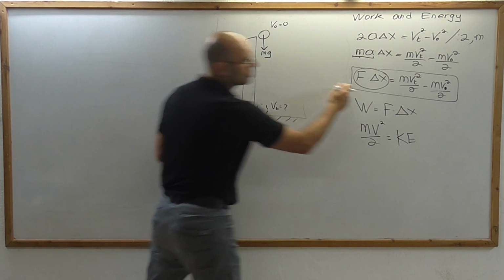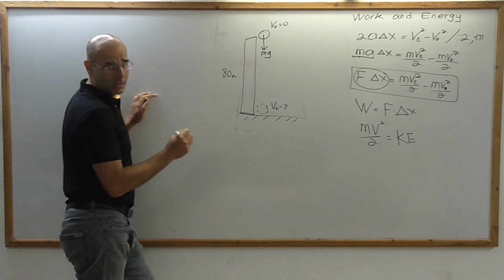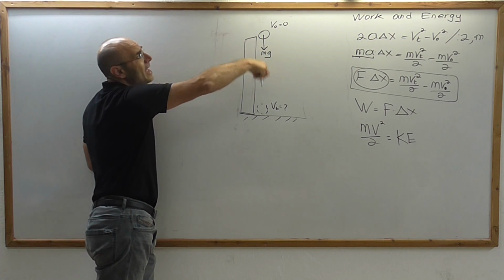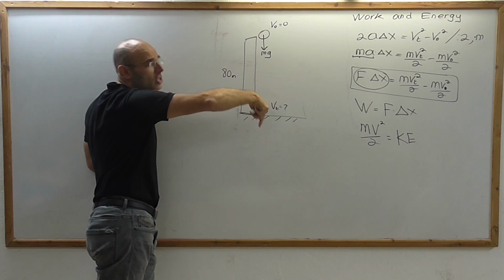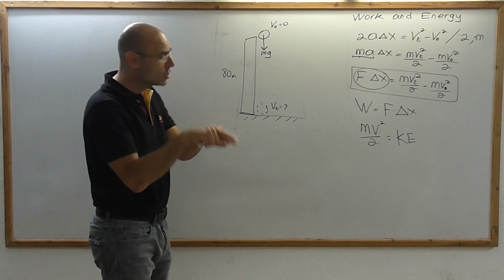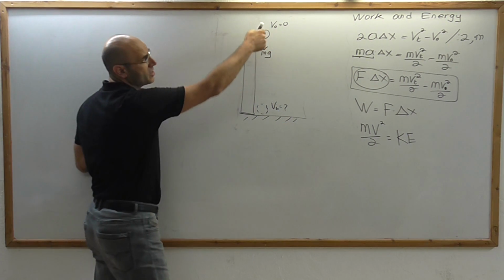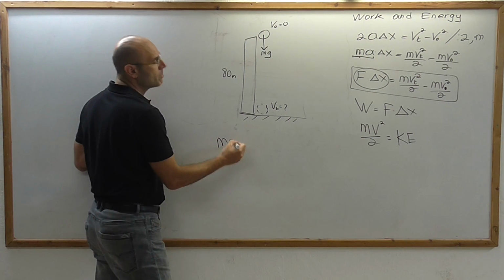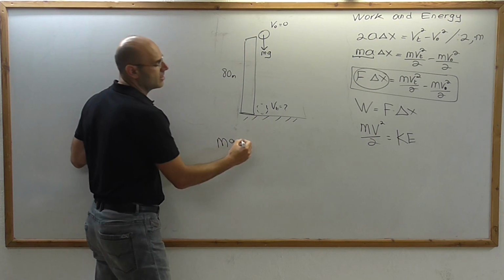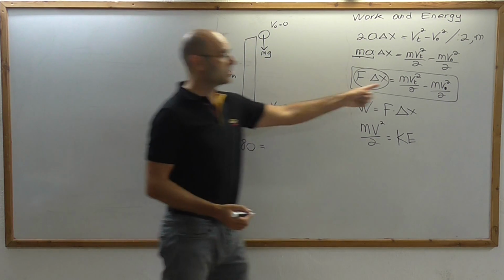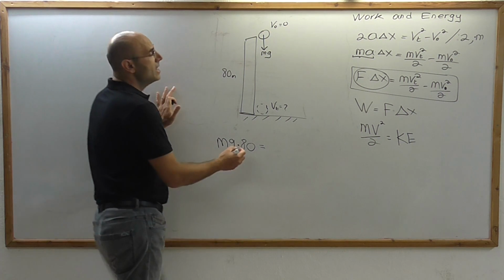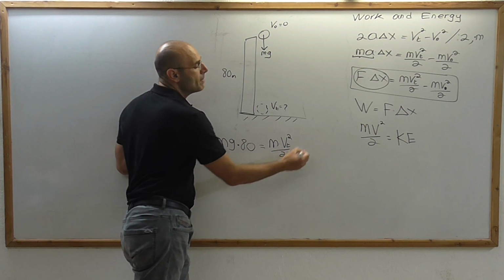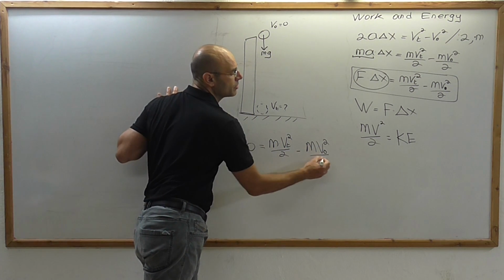Now look, if I want to use this equation, I do it this way. The force is in this direction, and the mass moves exactly in the same direction. So if the force is with the direction, the work which is done on this object by this force is mg, which is the force, multiplied by the delta x, which is the 80. And according to this equation, it must be equal to the mass multiplied by the V final squared over 2 minus the mass V initial squared over 2.